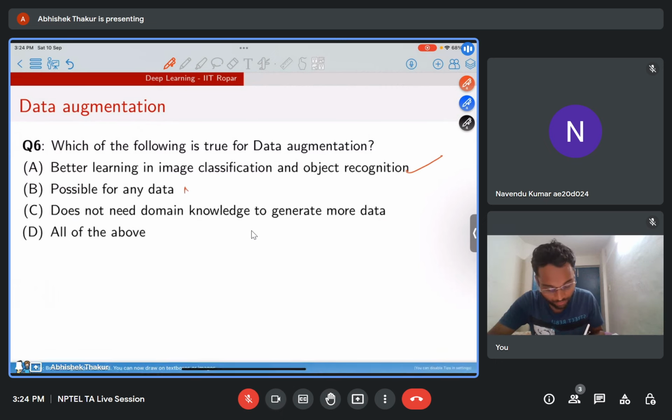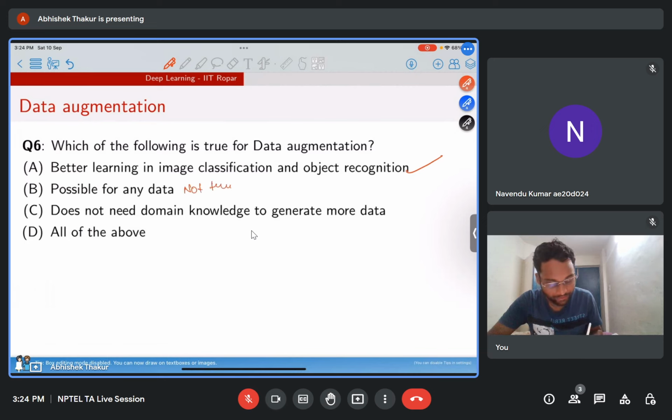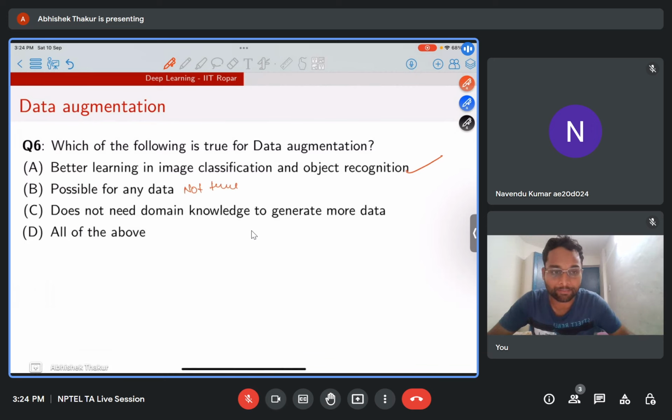No, it's not true, because let's suppose we have some defects in a machine, and if we rotate or make some changes for data augmentation, what will happen? The position where the defect is in the machine will change. So in this case, it is not possible for all the data. Okay, point B is clear.